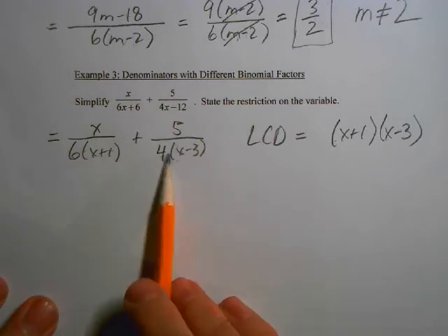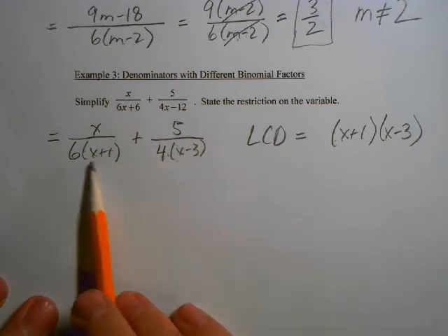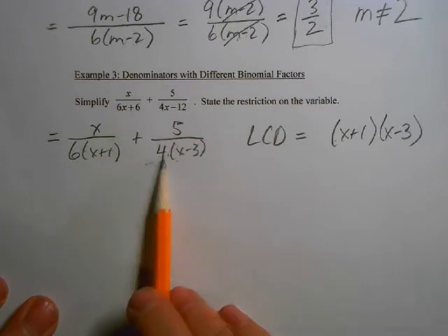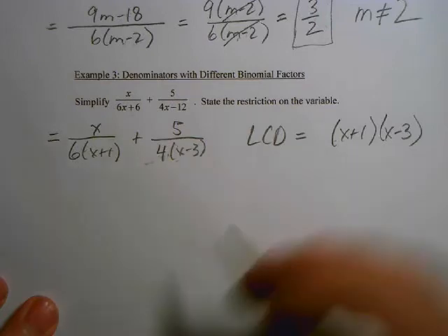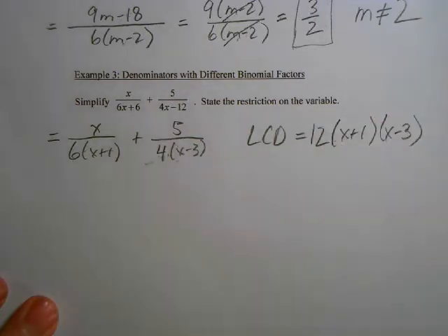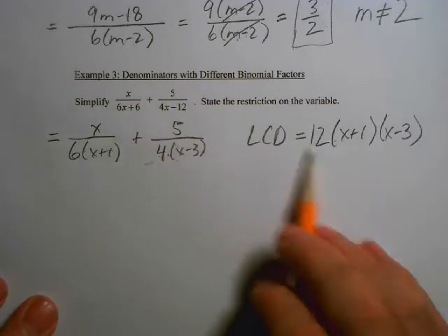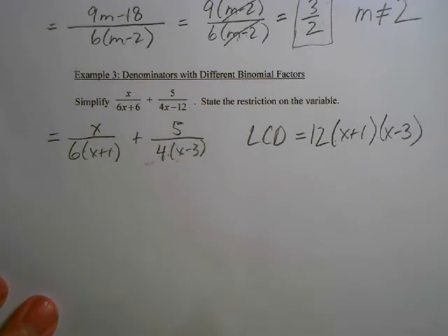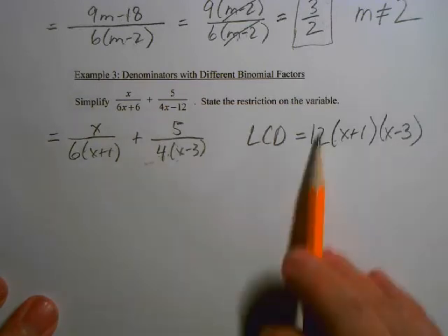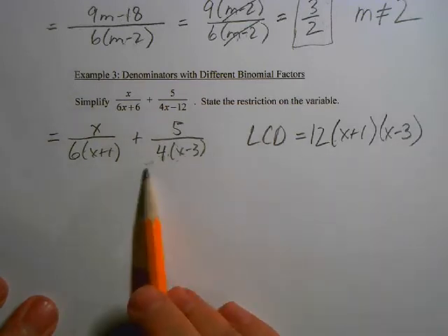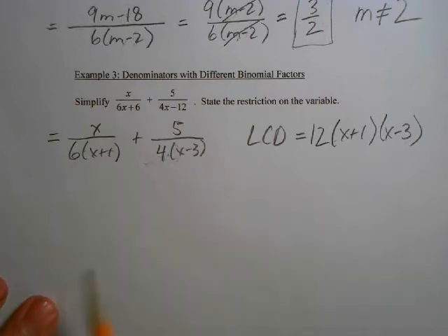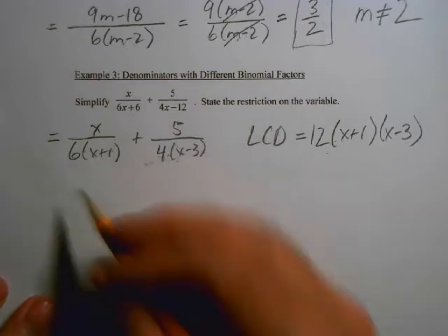Now I look at my constants here. So I see I have a 6 and a 4. So I need a number that's a multiple of 6 and 4, and that's going to be 12. You want to pick the lowest number. That's what the L stands for, lowest common denominator. You want the lowest expression that you can reach from each of these. So that's what we're going to build towards.